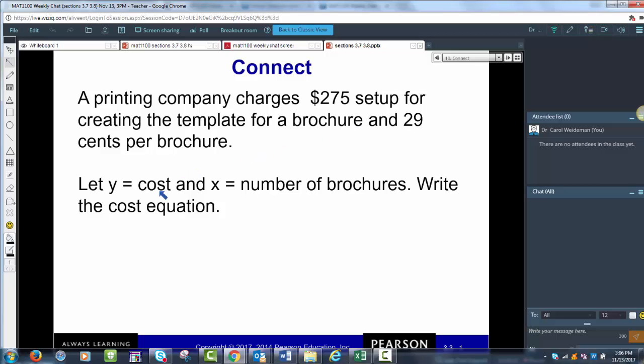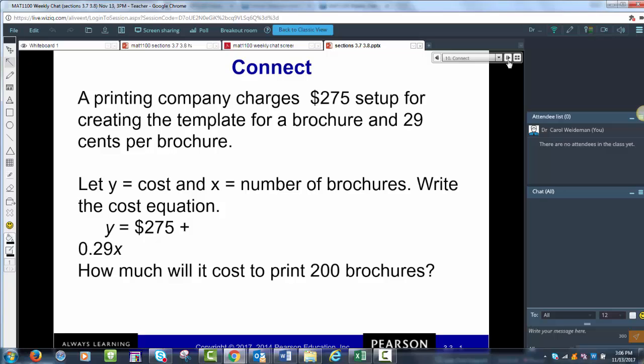We're going to let y be cost and x be the number of brochures. So y is going to equal 275, the fixed cost, plus we call this the variable cost, which is 0.29 dollars per copy times the number of copies. How much will it cost to print 200 brochures? So we're going to let x equal 200, and then go ahead and solve, and we find out $333.